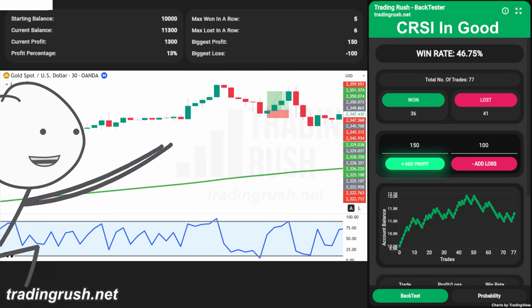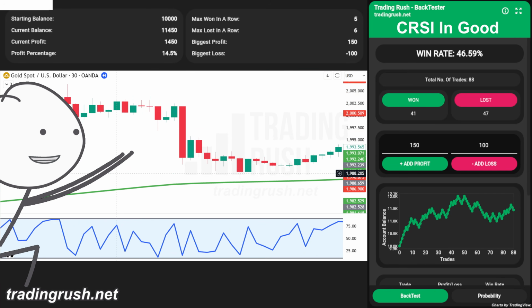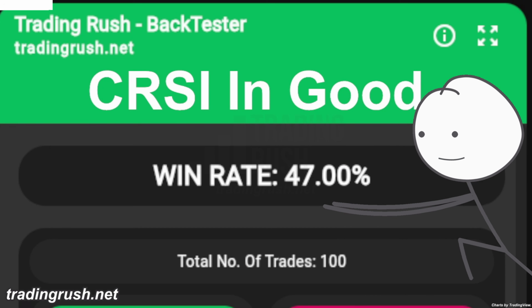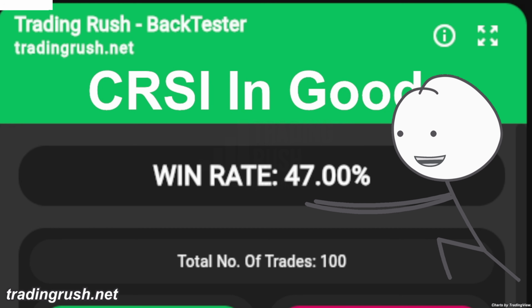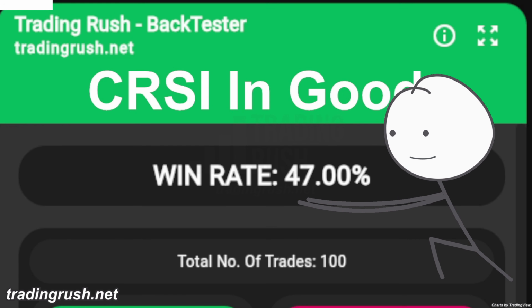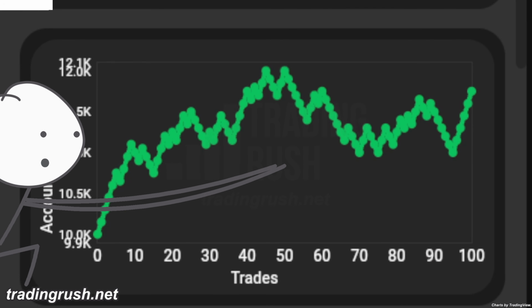It managed to win 5 trades in a row and lost 6 trades in a row. It made around 17% profit on the account. In the end, it got a 47% win rate, which is above the 40% break-even point. But it's definitely lower than some of the other strategies we have seen in this extreme testing series. The profit graph also looks kind of slow compared to other strategies' profit graphs.